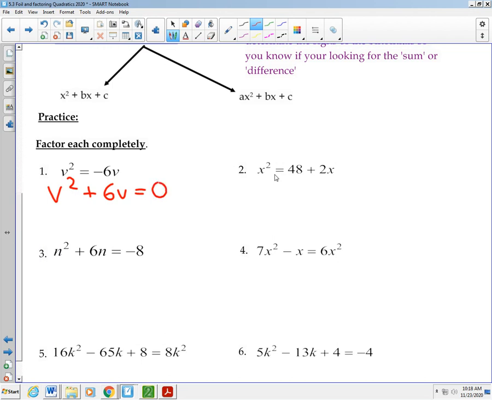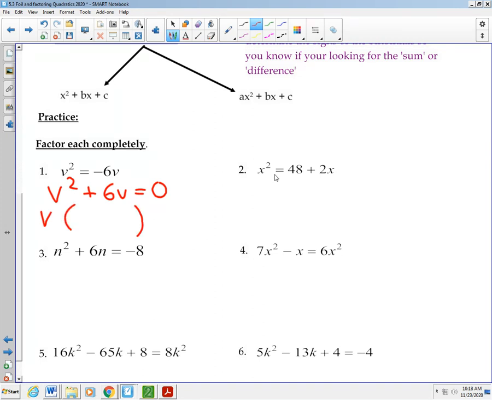Okay? And now think about greatest common factor. V squared and 6v. Do we have something in common? And the answer is yes. Okay? What's in common is v. So if I factor v, think about undoing distributive property.